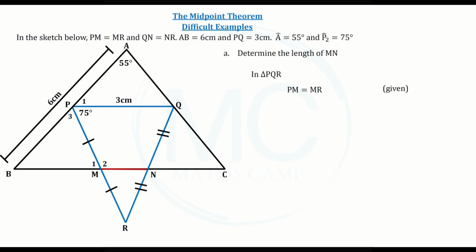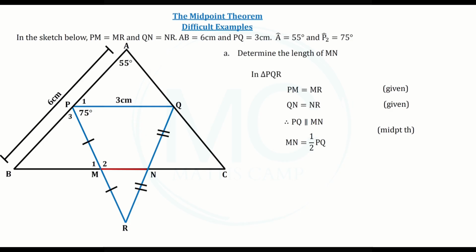We can also see that QN is equal to NR. This has been given to us in the question. So let's say QN is equal to NR. And again, we can use given as our reason. Now we know that M is the midpoint of PR and N is the midpoint of RQ, which means that PQ is parallel to MN and that MN is half the length of PQ because of the midpoint theorem.